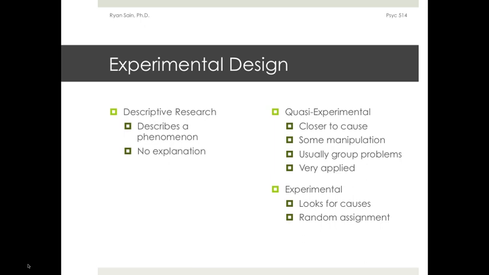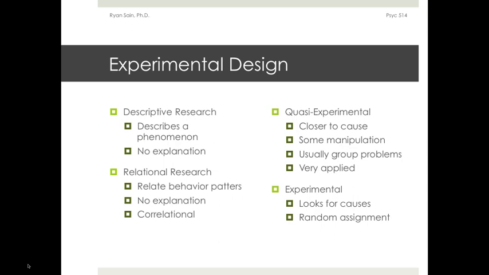This would be like Jane Goodall type stuff. She wasn't trying to explain what the chimps were doing, she was just describing them. There are plenty of examples of that throughout history. Relational research is just correlations. We're looking to relate behavior patterns. Again, we're not trying to come up with any explanation, as we know that correlation does not equal causation.